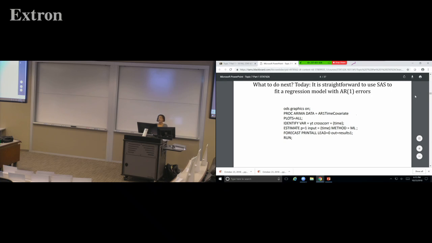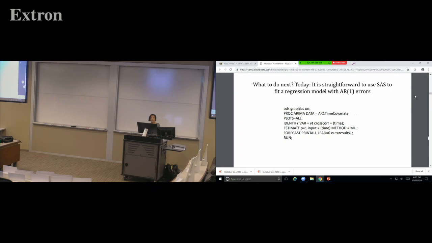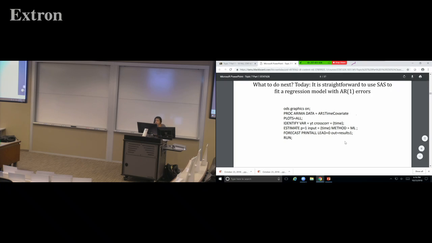specifically in SAS. Okay, so in SAS, you can fit a regression model with correlated errors. So we're going to attempt to do that here with an autoregressive 1 error term. Okay, so you use PROC ARIMA.